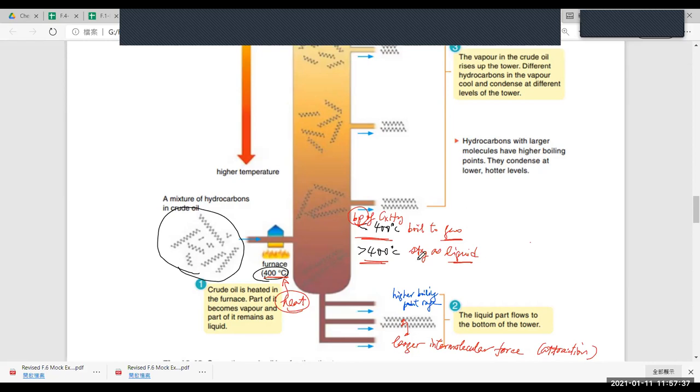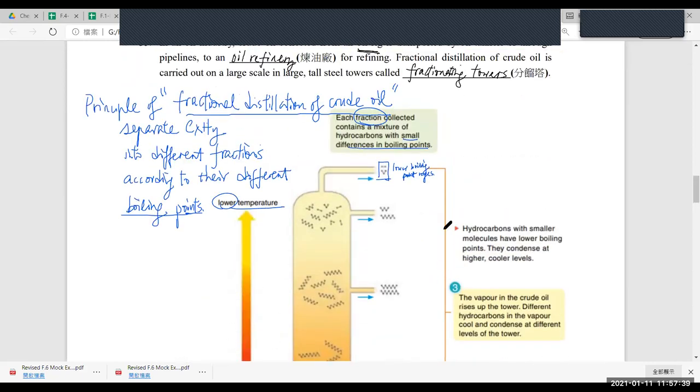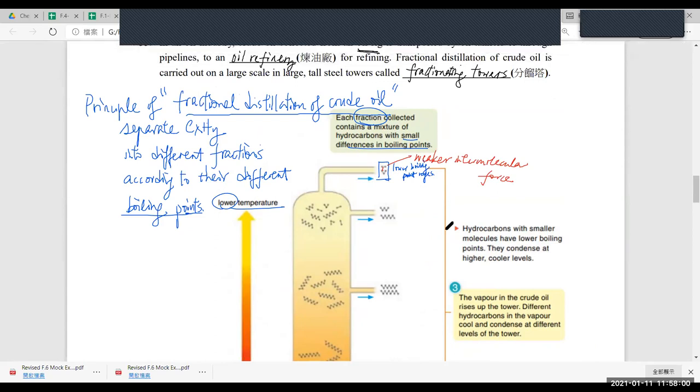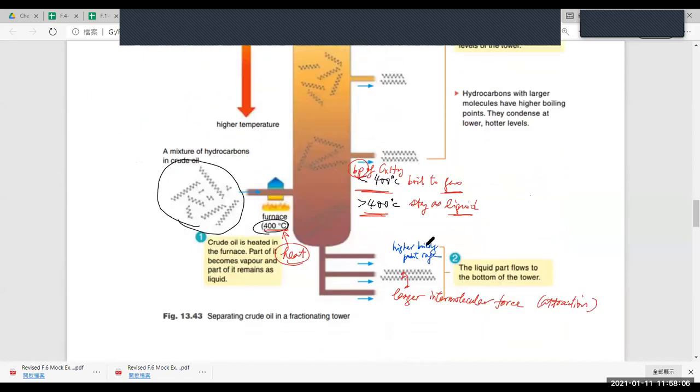While for the smaller hydrocarbons, they have a weaker intermolecular force. This means that less heat is needed to overcome the force between them. So they lose less energy to separate, and they can move more freely. Can you get the point? So we have got that too.